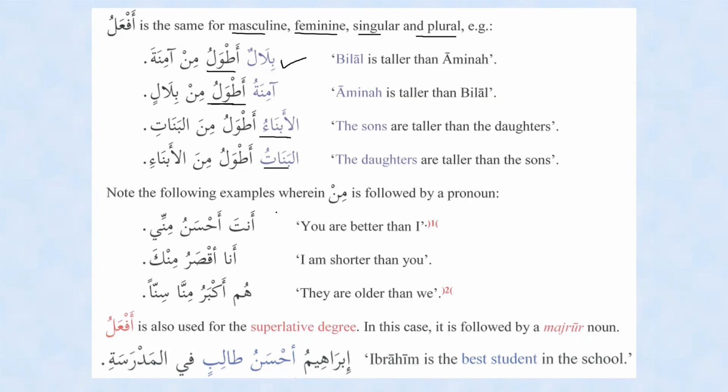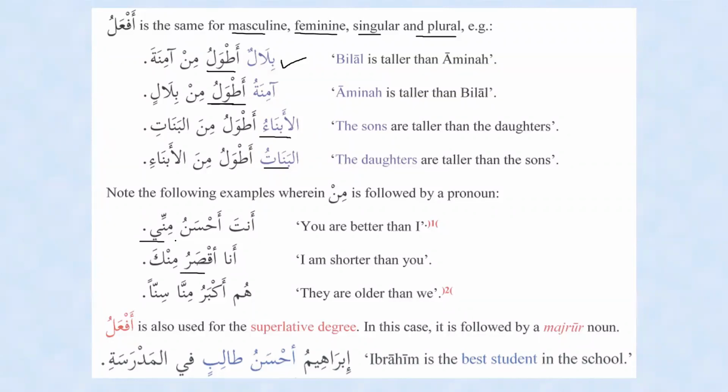Note the following examples wherein min is followed by a pronoun. So we have the example here, Anta ahsanu minni. You are better than me, or you are better than I. So min plus ya al-mutakallim. And we know that there is an addition of noon as well, noon al-wiqaya. So it becomes minni. You are better than me. Ana aqsaru minka. I am shorter than you. So qasir, aqsar.